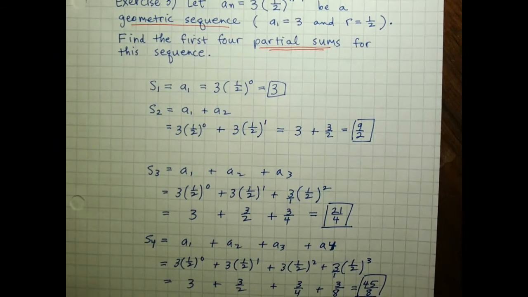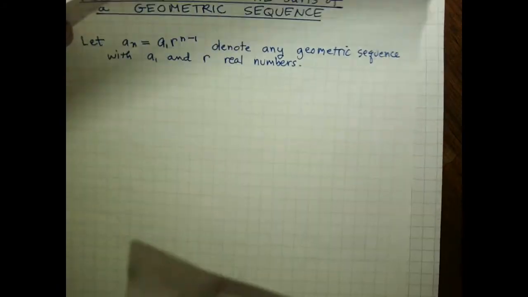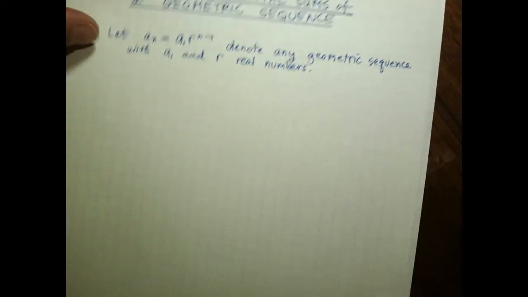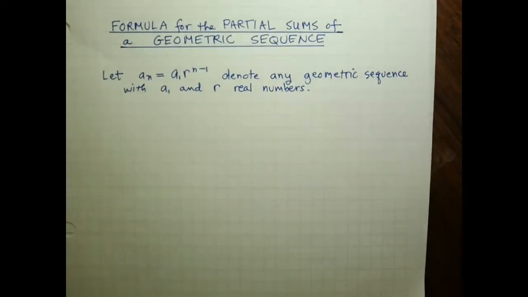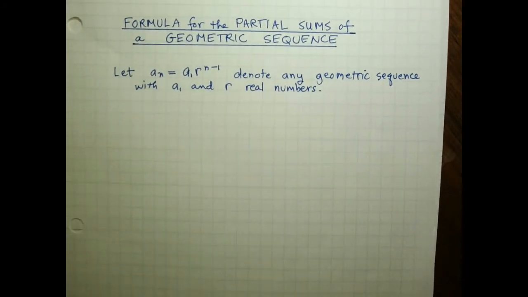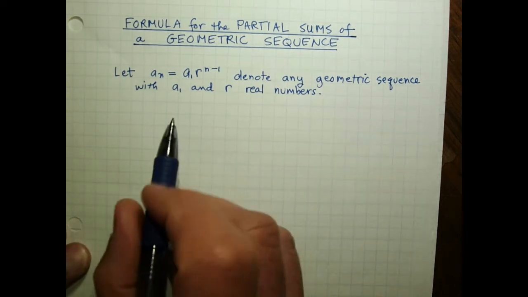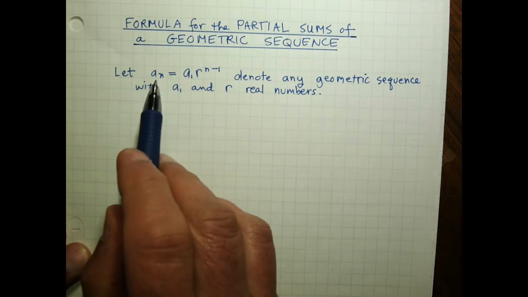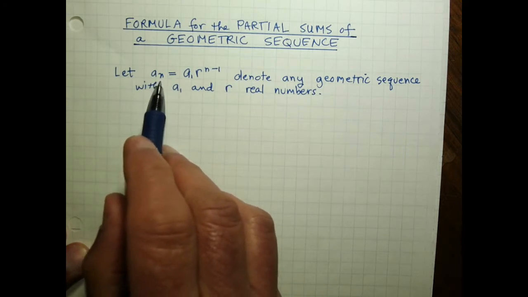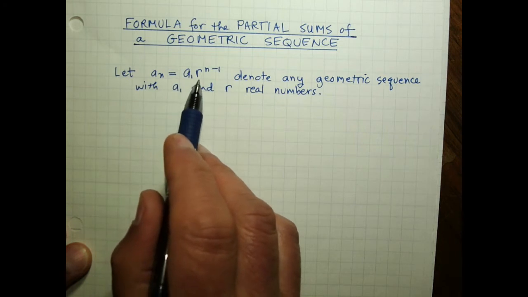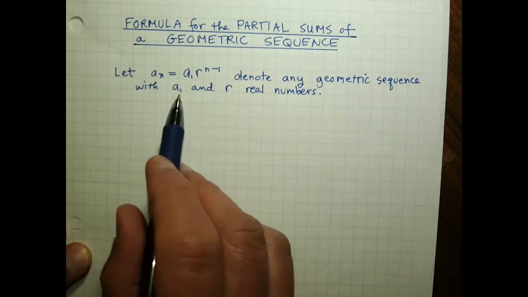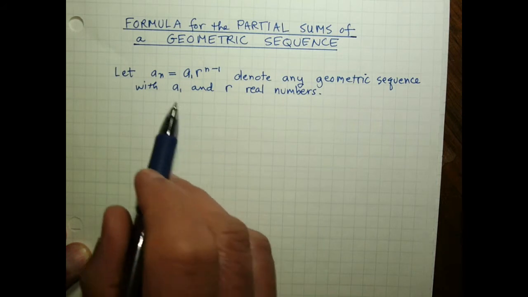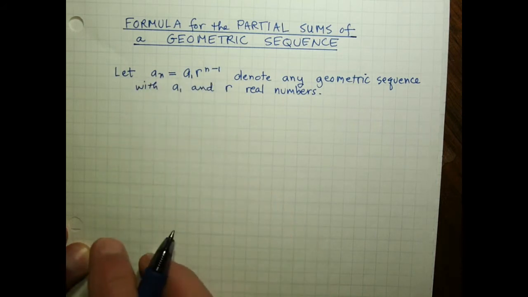Okay, now that's the idea of partial sums for a geometric sequence. We don't have a formula yet, but we're about to get a formula that we can use for any geometric sequence. Let's go ahead and derive that formula together. We're going to find a formula for partial sums of a geometric sequence that has the form: we're starting with a sequence an equals a1 times r to the n minus 1 power, where a1 and r are real numbers. So this could be any geometric sequence at all now, not the one from the example.